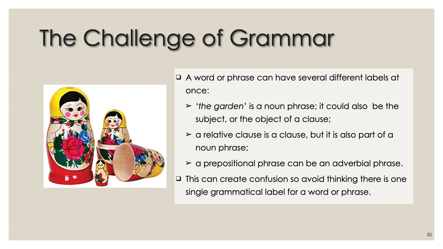So a prepositional phrase describes its structure. It's a phrase that's formed of a preposition at the start and then nearly always a noun phrase after it. But that prepositional phrase can be adverbial. And as you've already seen from the noun phrases, those prepositional phrases can be adjectival when they're in a noun phrase. So even explaining that, you can see why people can get confused by the fact that different labels can occur at once. The best thing to do is to accept that and try to think logically about it and avoid thinking that there's a single grammatical label for a word or a phrase.